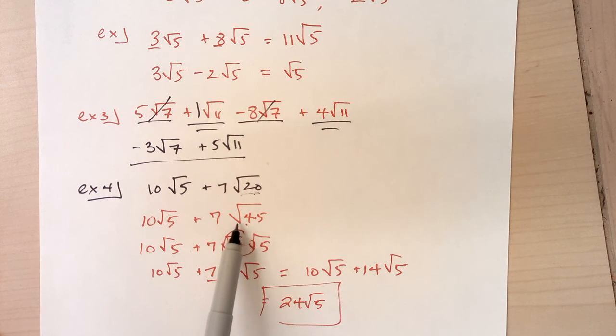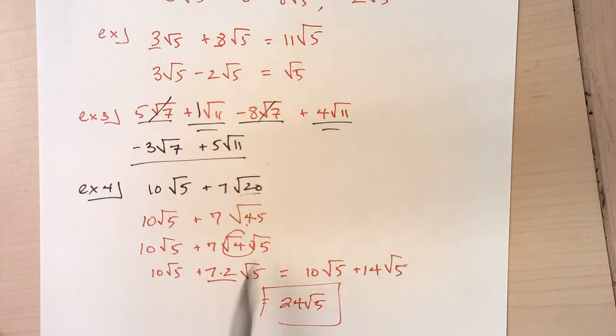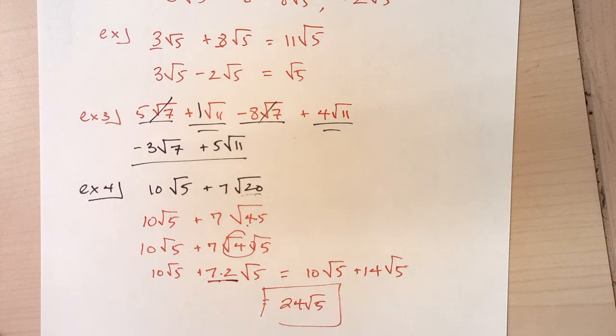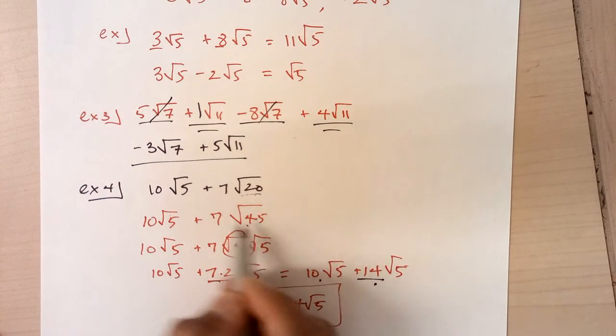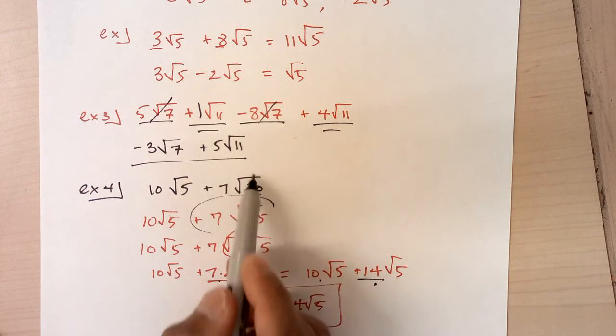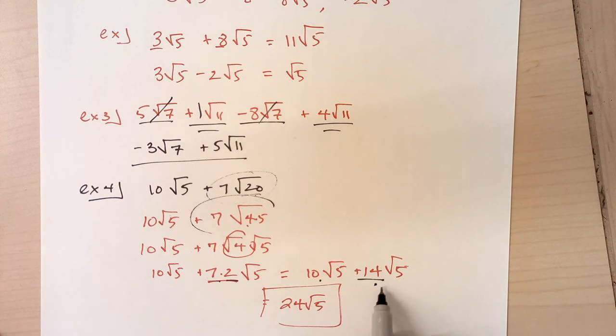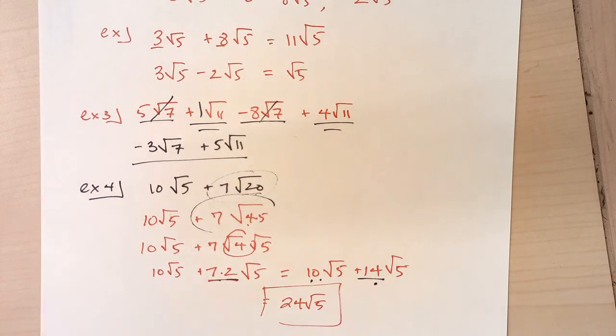Then I broke up the square root of 4 times 5 as the square root of 4 times the square root of 5. The square root of 4 is 2. That comes outside of the radical. Both the 7 and the 2 are outside the radical, so you can multiply those together. 7 times 2, 14. You still have the square root of 5. And then we have 10 square root of 5 plus 14 square root of 5. So even though we didn't start with like radical expressions, once you simplify this part, then they're like radical expressions. 10 square root of 5 plus 14 square root of 5 is 24 square root 5.